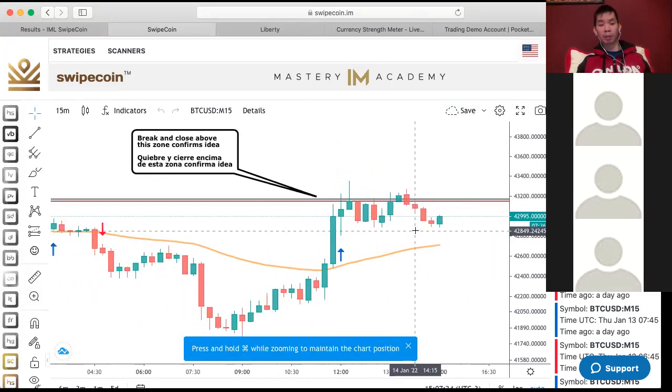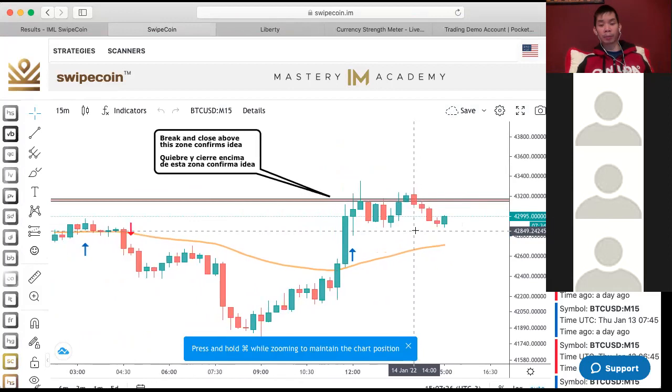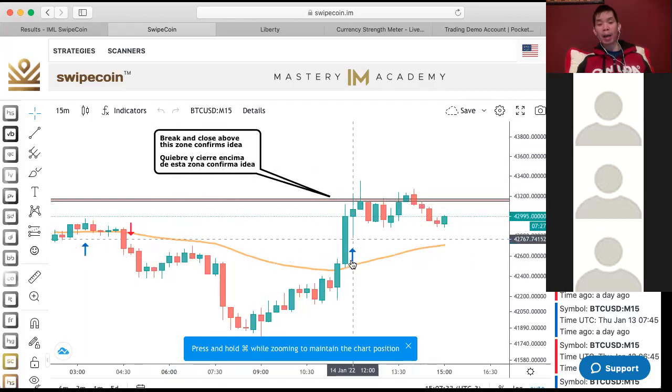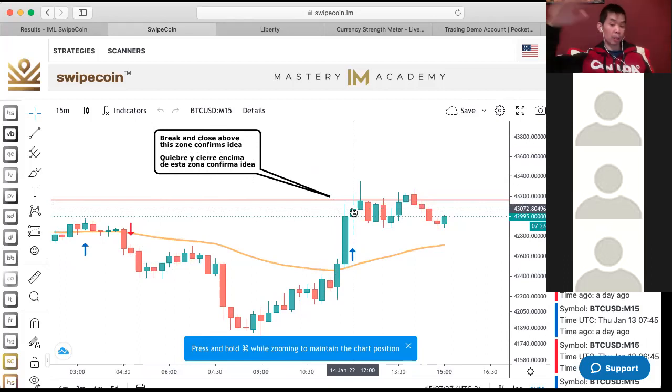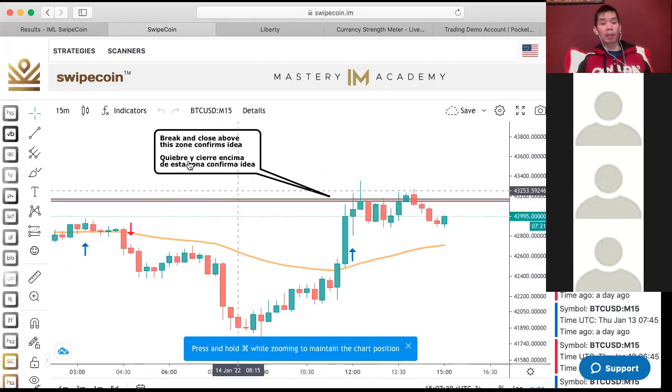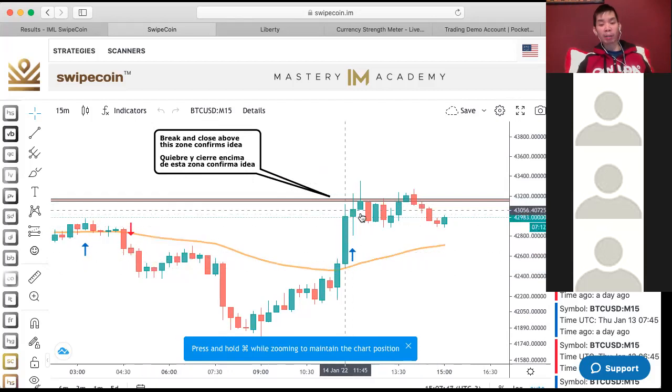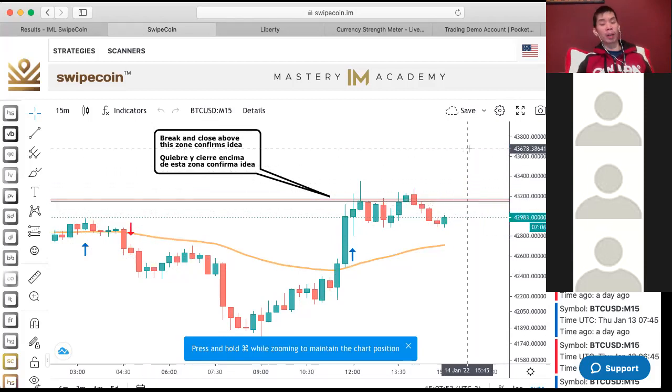they told us this. So what this means, okay, you guys see this little pink line right here, and a buy arrow was called out right here. Okay, so buy means it's going to go up. What this means is break and close above this zone confirms our idea. What does this mean? So we want a green candle to close above this pink line, and then we go in for our trade, right?